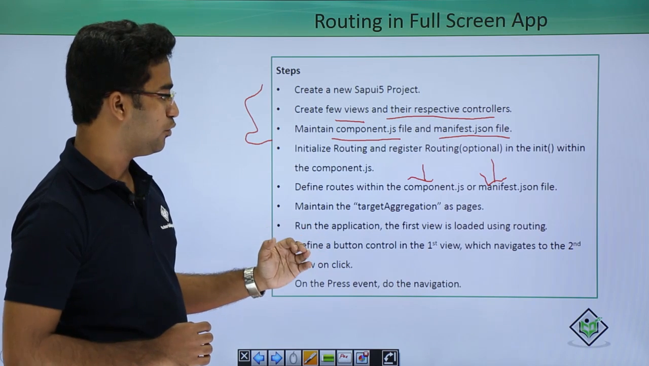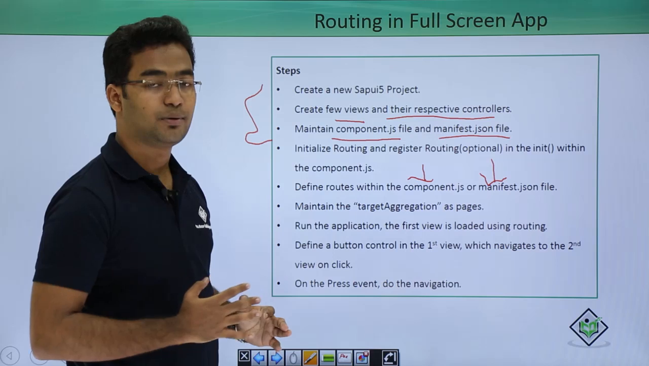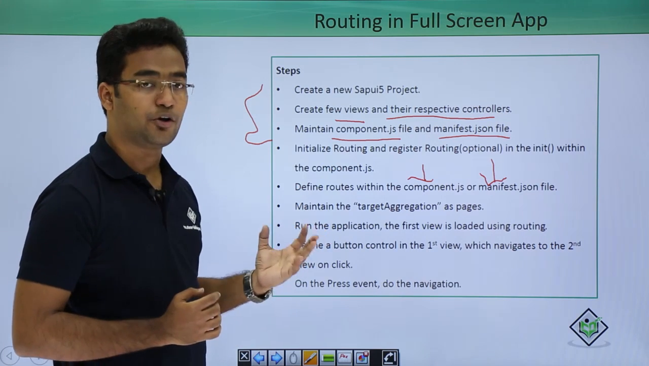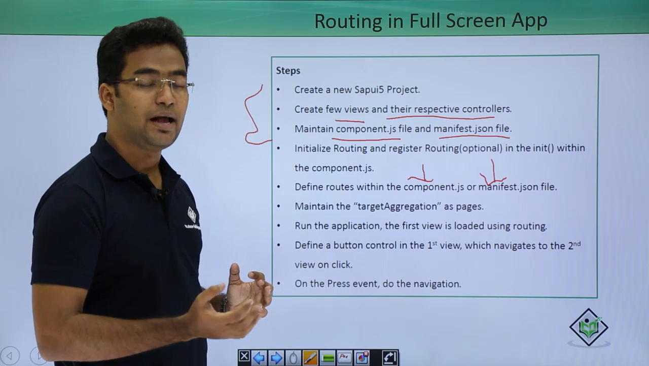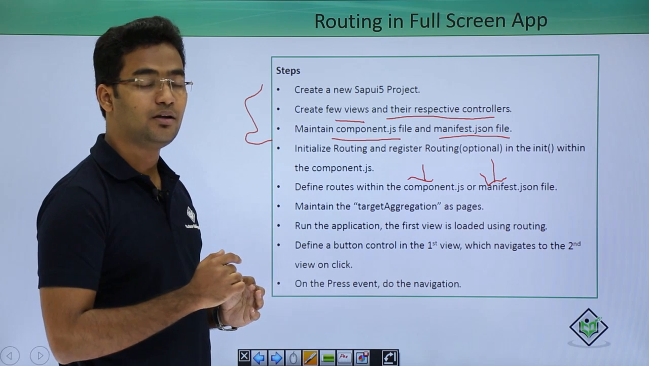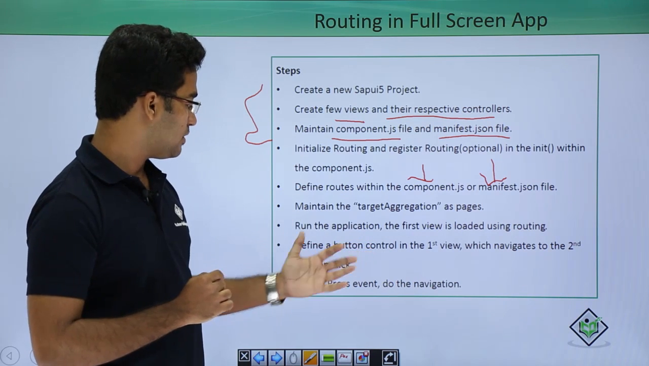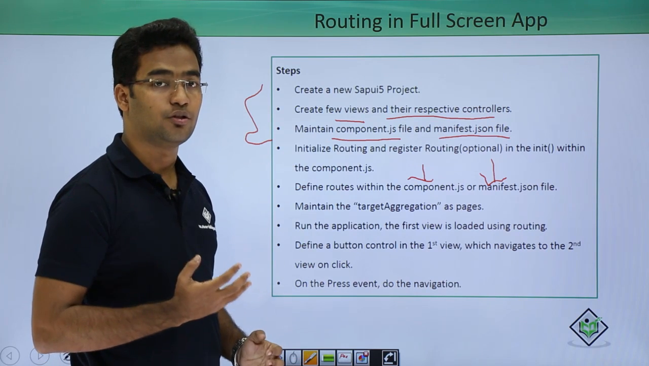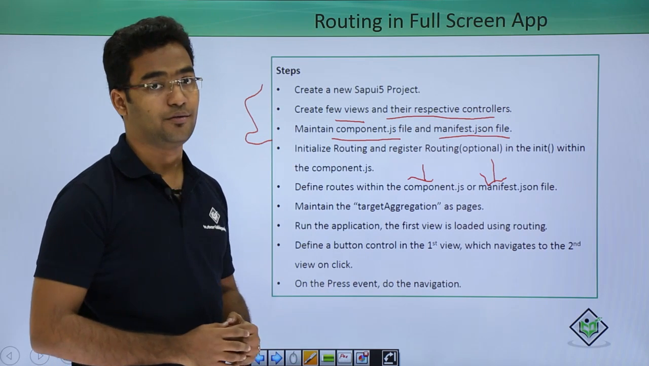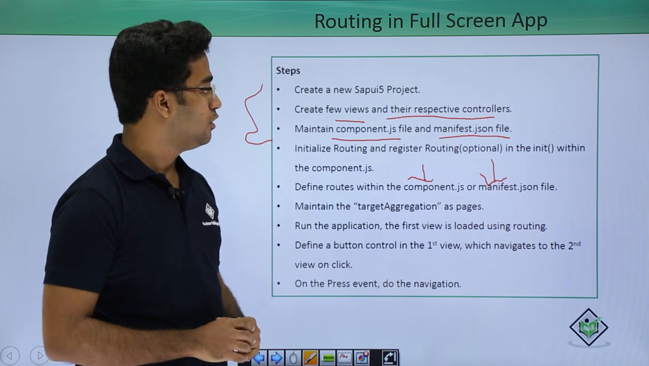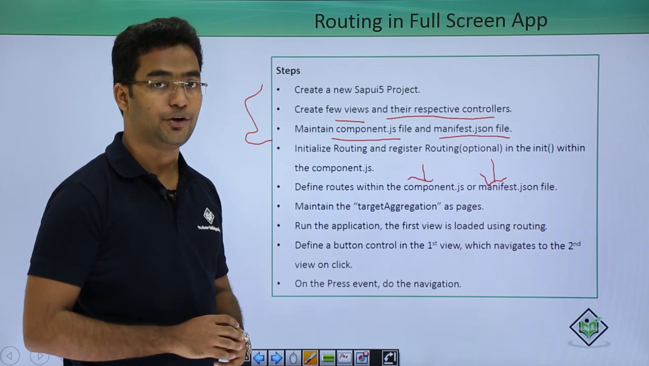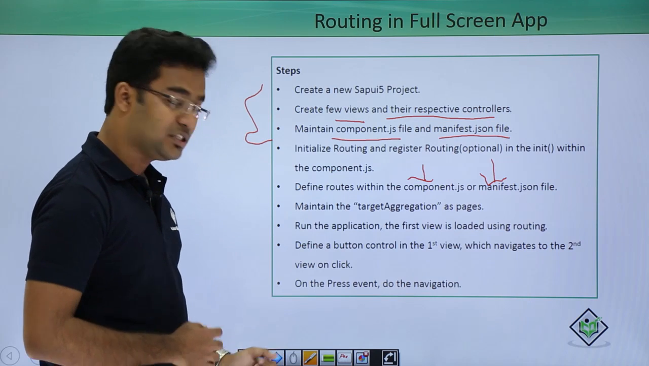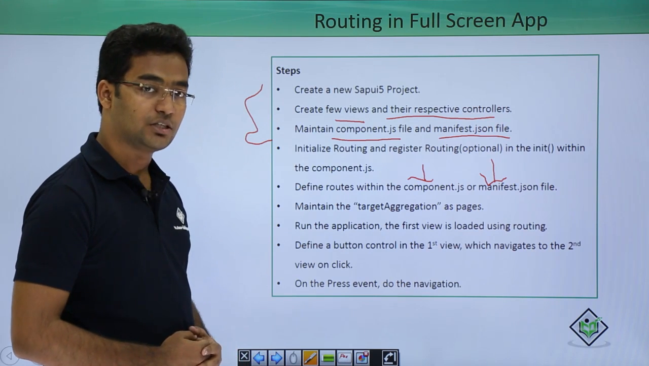The first view is loaded using routing. We will define a particular button control in the first view, and on the click of the button, I will navigate to the second view. We will write the code on the press event of the button itself, and that would do the navigation. I have shown this using a particular video. You could see the video and understand it yourself. Let's move on to the next example.